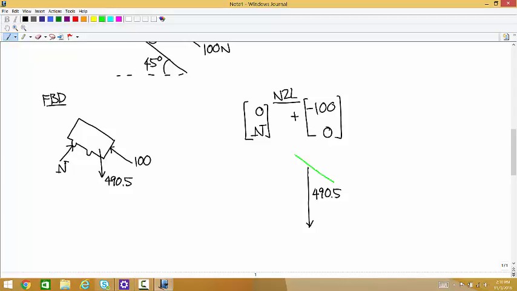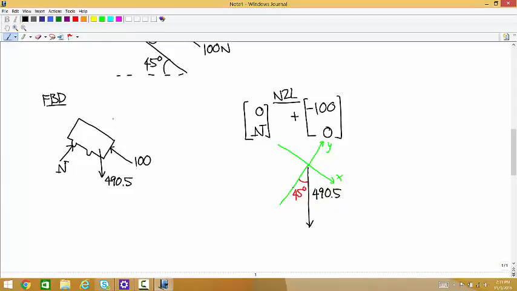And the coordinate system is this. There's the x-axis, there's the y-axis, and this angle is 45 degrees. That's the angle between the negative y-axis and the weight force. So what's the angle we want to calculate these components?